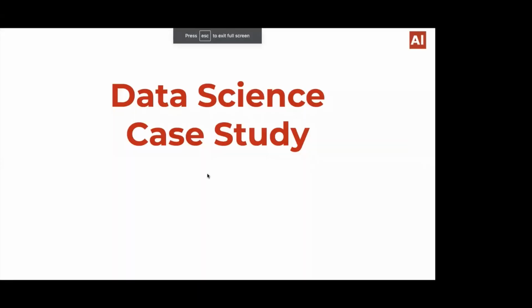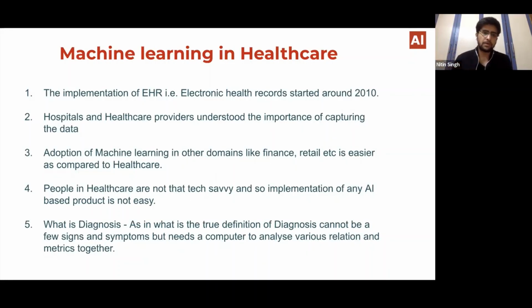So, I guess I have interacted with a few of you as a mentor. Now we'll be talking about healthcare and how machine learning is implemented in healthcare. I'll be talking about what exactly machine learning in healthcare is, and then we'll get into the details of one of the case studies.